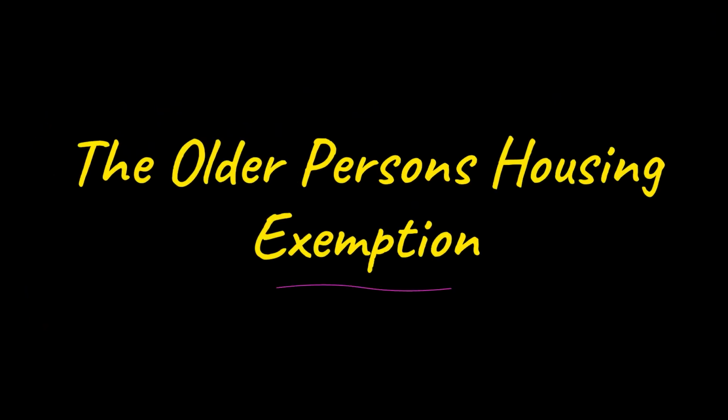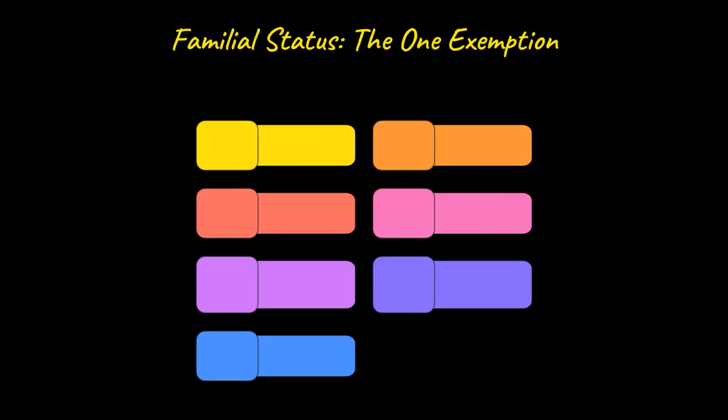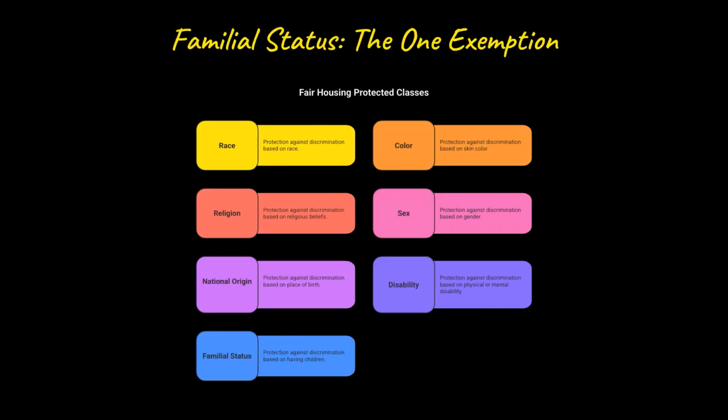Federal fair housing law protects 7 classes from housing discrimination. One of those classes, familial status, has a narrow, carefully defined exception built around age-restricted communities. When a community qualifies as housing for older persons, it receives exactly one carve-out. It may restrict residency by age, which would otherwise violate the familial status protection. Every other protected class remains fully in force. The exemption does not relax any other rule.